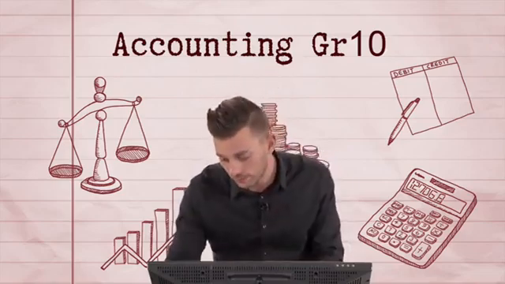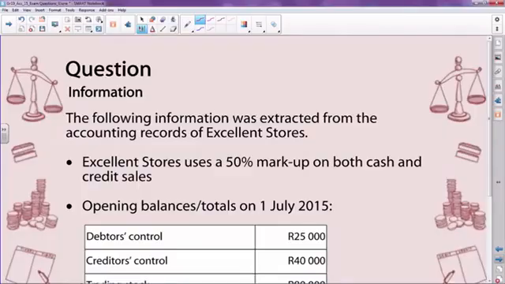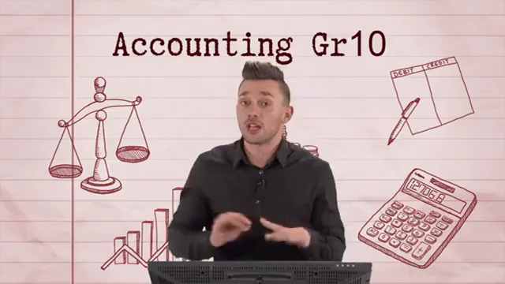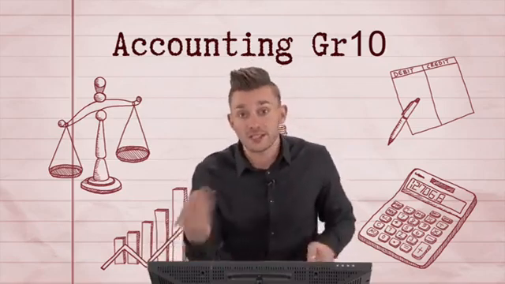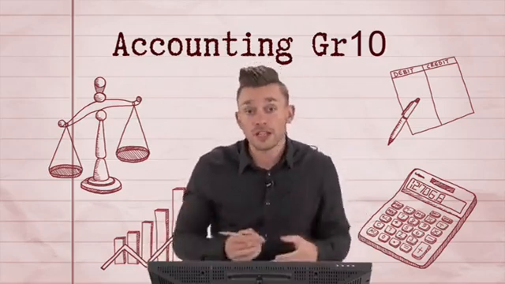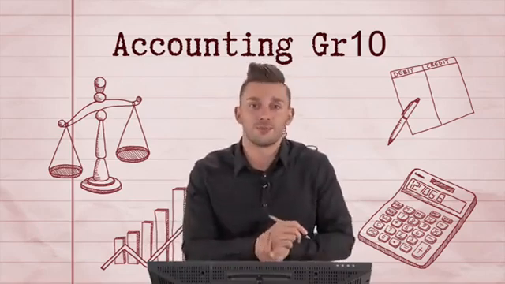So let's go and see. Information given. This was from Excellent Stores. So that's my shop that I'm busy with. And again, Excellent Stores uses a markup of 50%. So therefore, if you need to calculate the cost of sales, you need to calculate the sales amount and the debtors allowance amount. Those amounts can be calculated with this markup percentage.